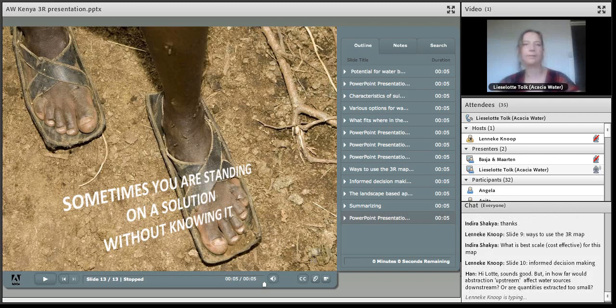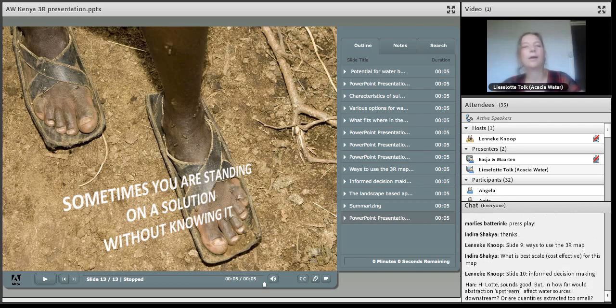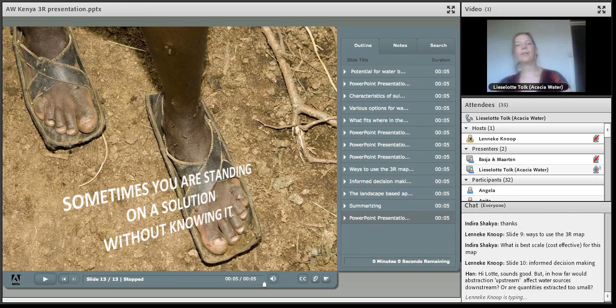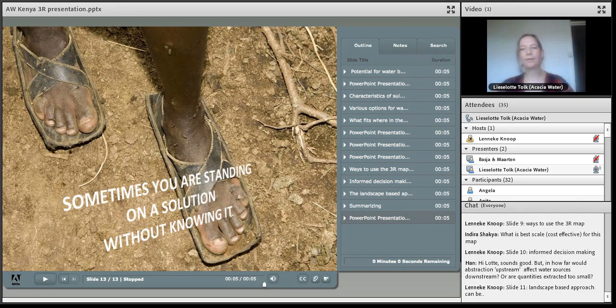Next slide, please. Who can benefit from this landscape-based approach? Well, it can be the implementing organizations, and that's what we already did in this project. We worked together with implementing organizations who already worked with this map to identify what are the physically most appropriate locations and options to store water.